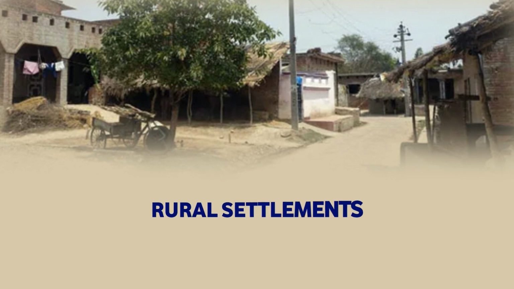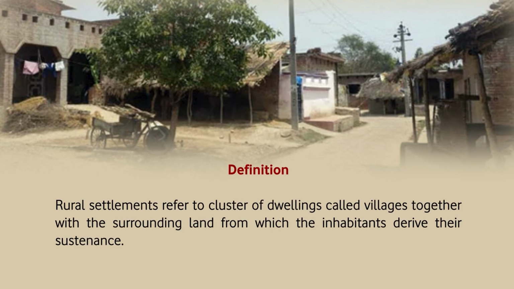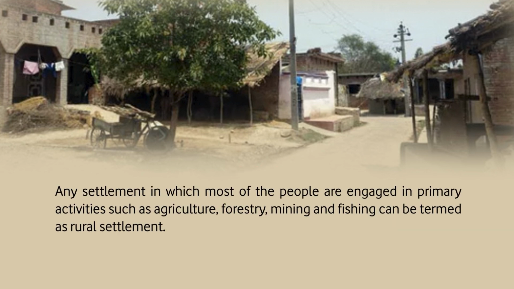So, rural settlements refer to clusters of dwellings called villages together with the surrounding landform from which the inhabitants derive their sustenance, or in other words we can say any settlement in which most of the people are engaged in primary activities such as agriculture, forestry, mining, fishing can be termed as a rural settlement.